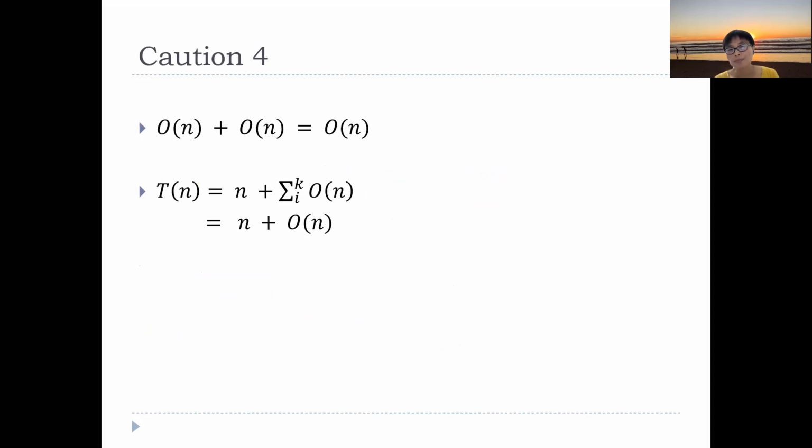One last caution. I said earlier that if I have a function whose running time is at most linear time, and another linear time algorithm, together they still run in linear time. Intuitively you can think this is at most 2n. So this is good.